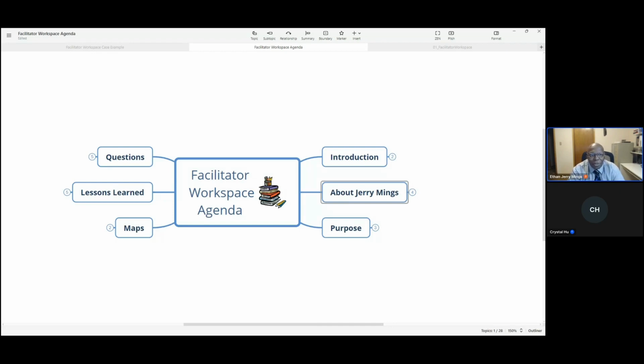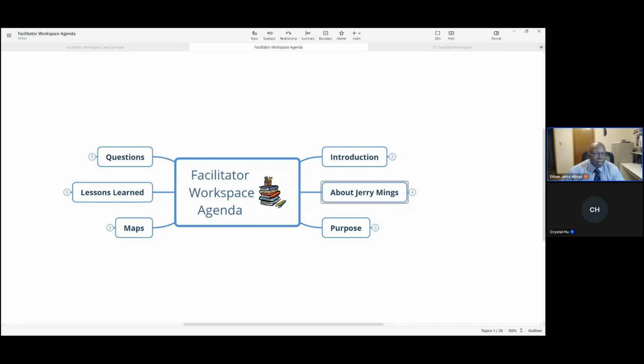We're going to be exploring the Facilitator's Workspace using Xmind 2003. Let me take you through the agenda to start with. Then we'll talk about using mind mapping to support your work as a facilitator. And then we'll play around a little bit with the case study. And then we'll wrap up with any questions you may have from today's session.